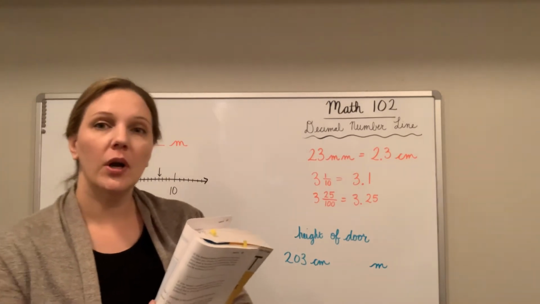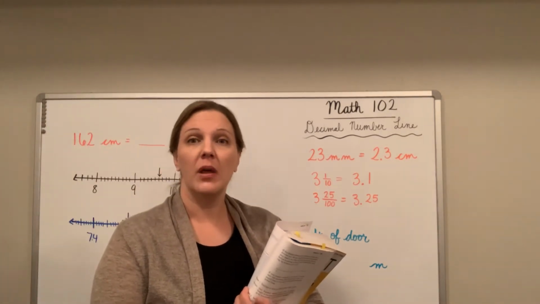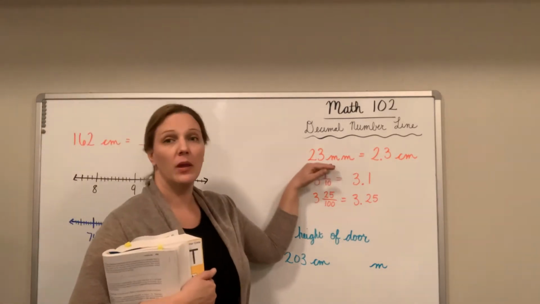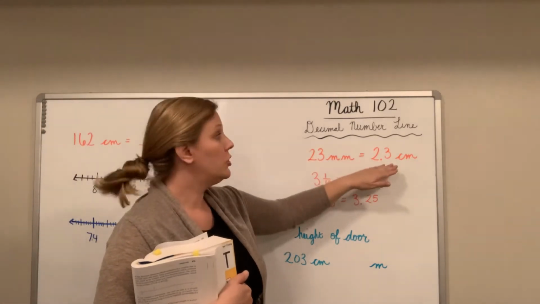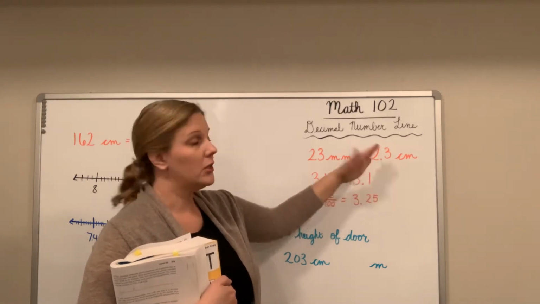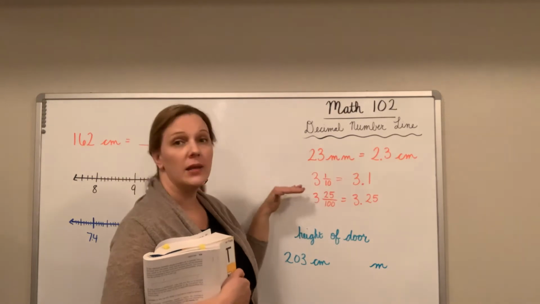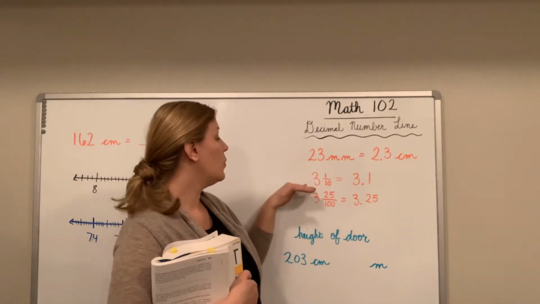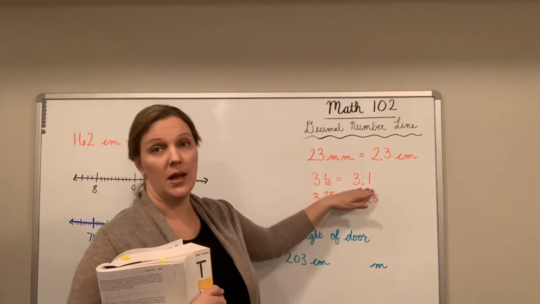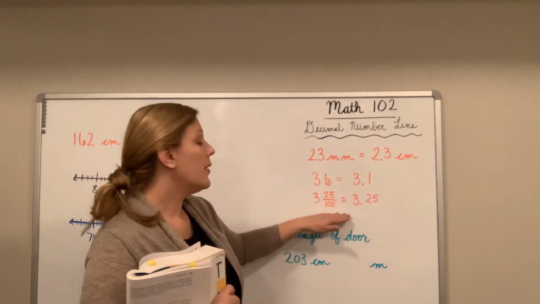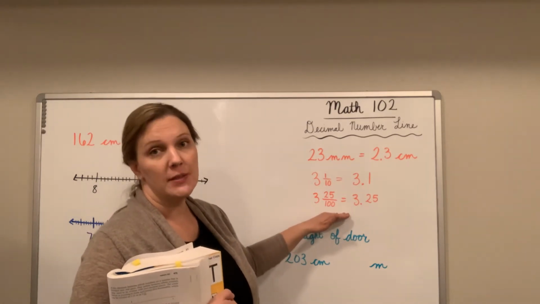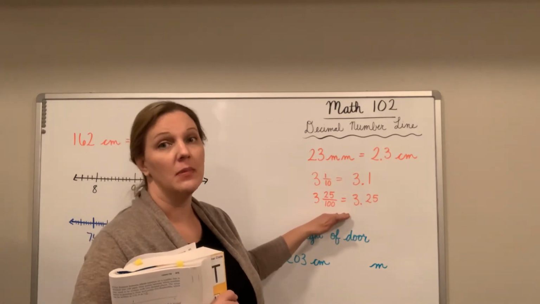So we have worked already in class with millimeters and centimeters on a ruler, and you know that 23 millimeters is equal to 2.3 centimeters, that there's 10 millimeters in each centimeter, so you know how to convert that. You've also had experience this year converting 3 1/10 written as a fraction to 3 1/10 written as a decimal. Today we're going to talk about using hundredths. We're going to use millimeters, centimeters, and meters.